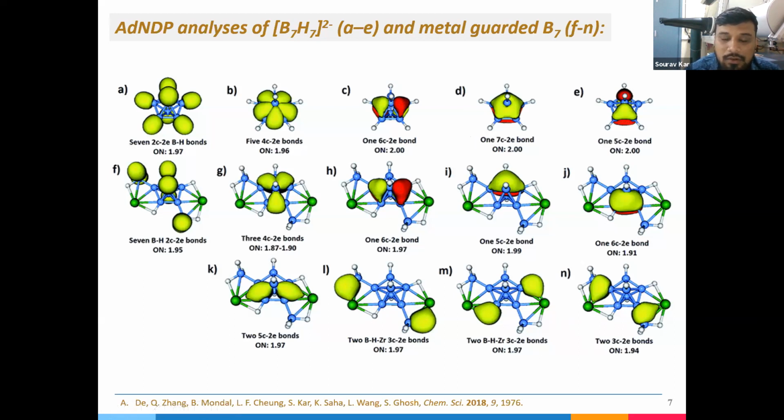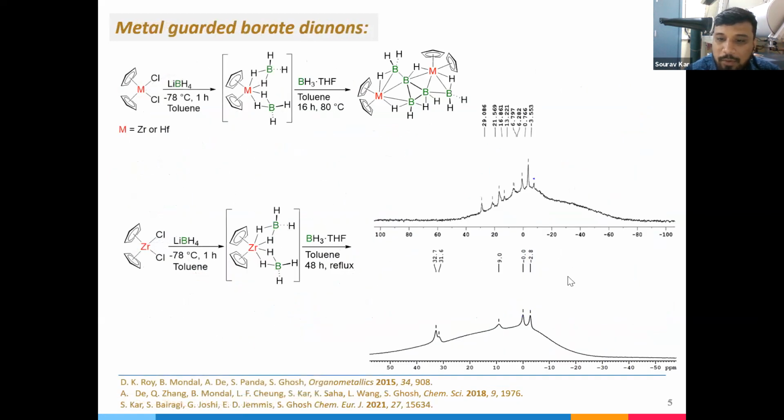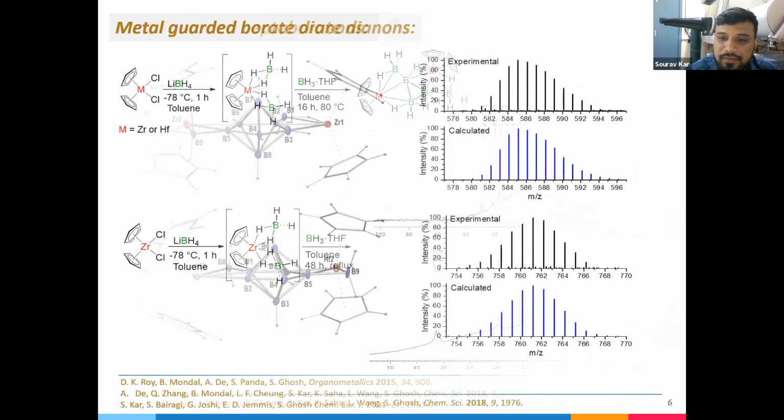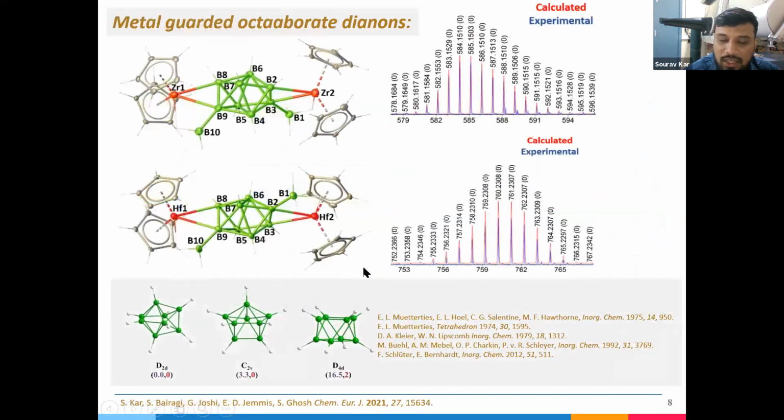Now we will take a look at another compound which has 5 boron peaks in the NMR with equal intensity ratio. The X-ray analysis, mass analysis and all other spectroscopy data reveal that this compound is nothing else but B8H8 stabilized by Cp2 zirconium borohydride. The B8 core has dodecahedral geometry.